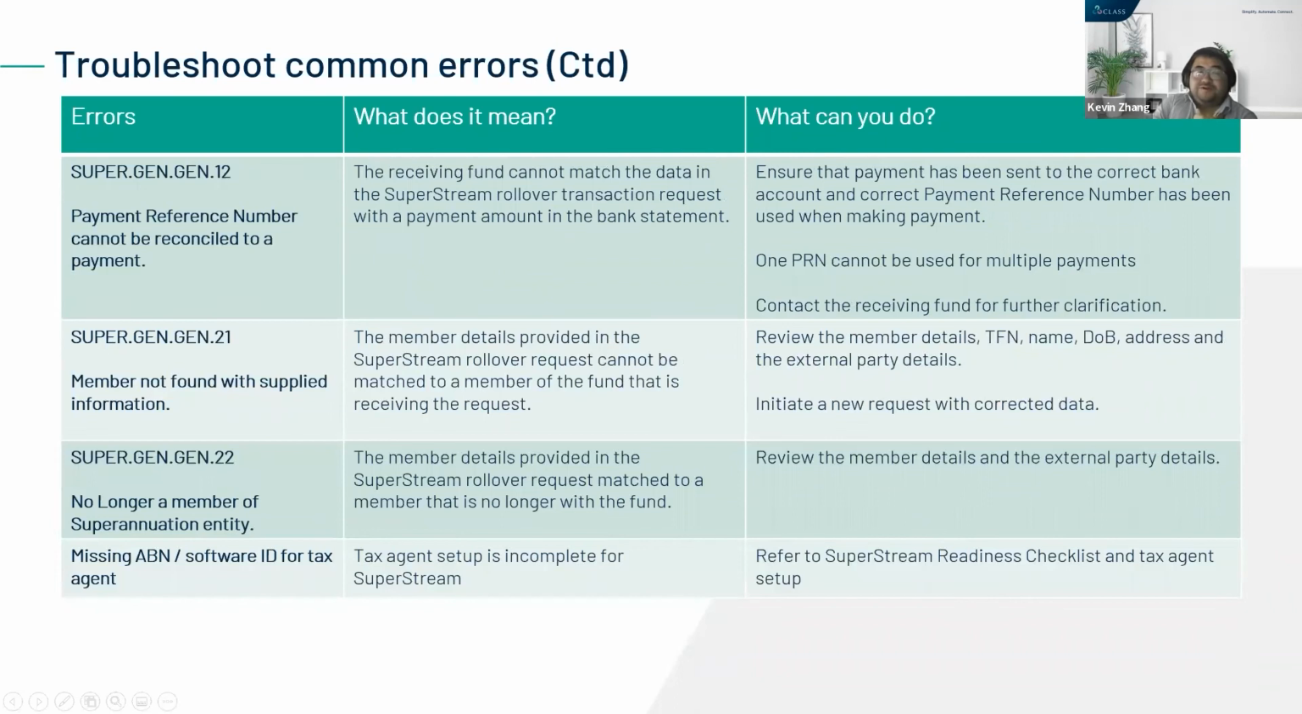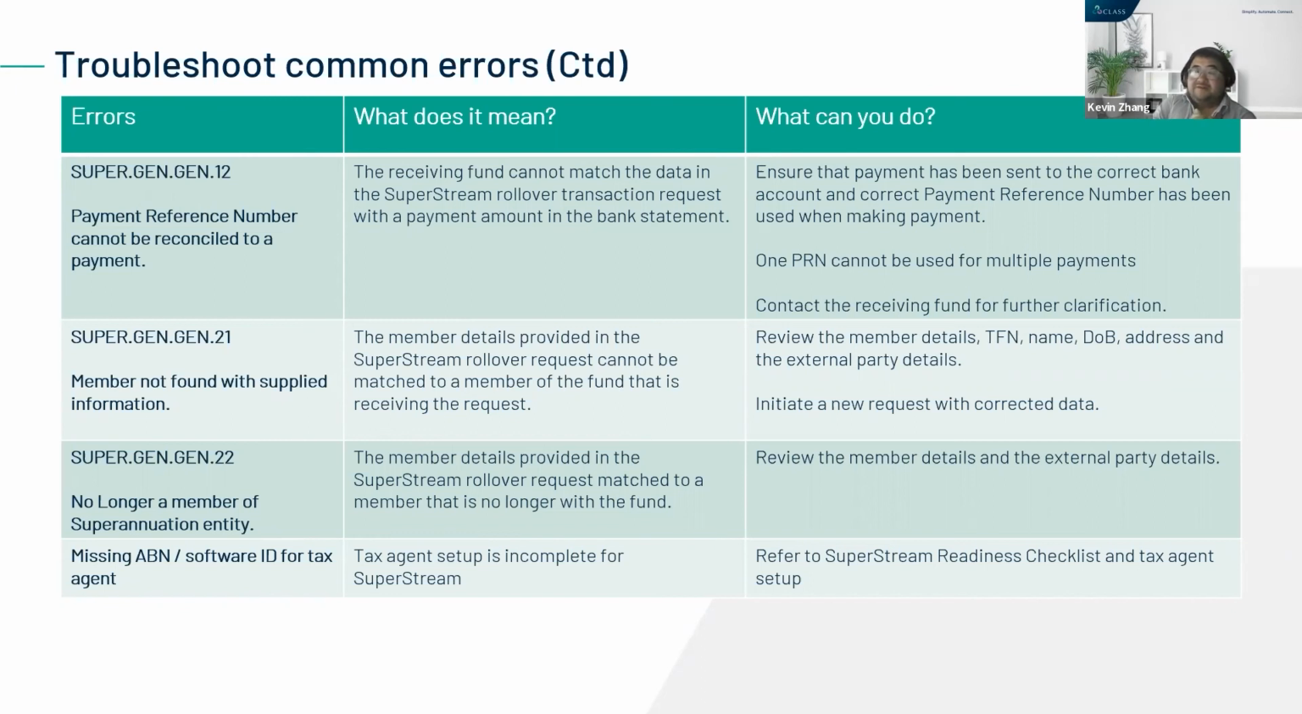SuperGen.12. So payment reference number cannot reconcile with a payment. So this is caused by the receiving fund being unable to match the data in the SuperStream messages with the payment reference number in the bank account. So it's very important. You need to make sure the payment has been sent to the correct bank account, and the correct payment reference number has been utilized when you do the electronic fund transfer.